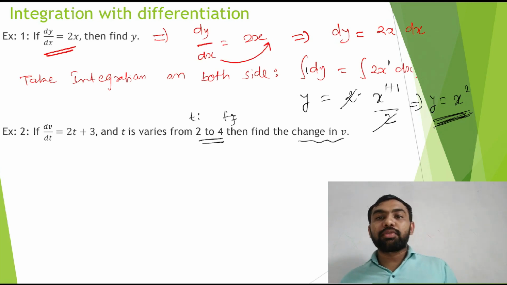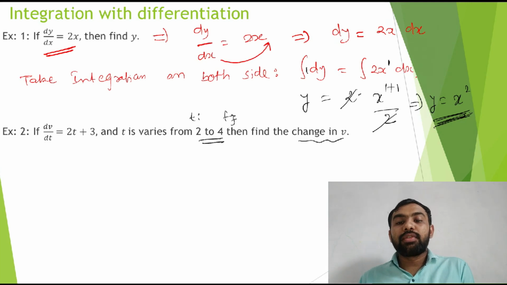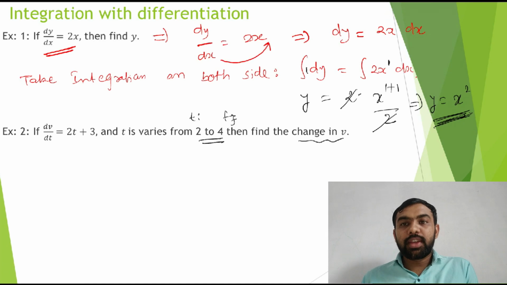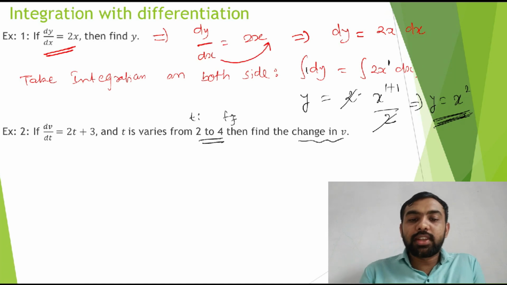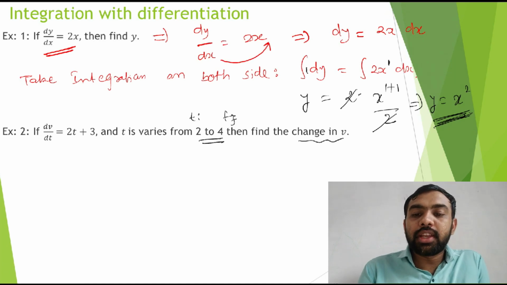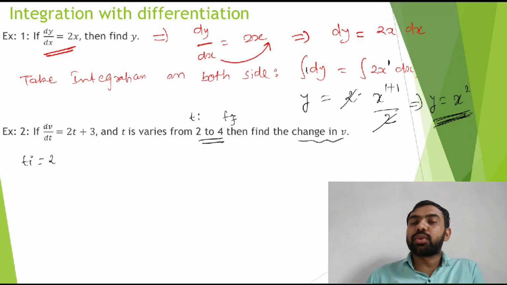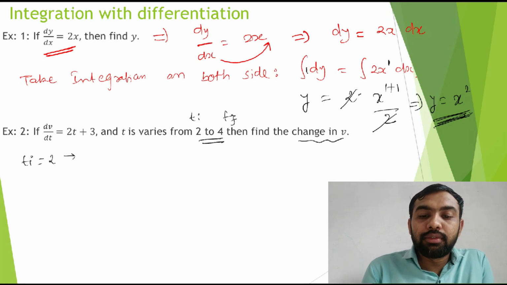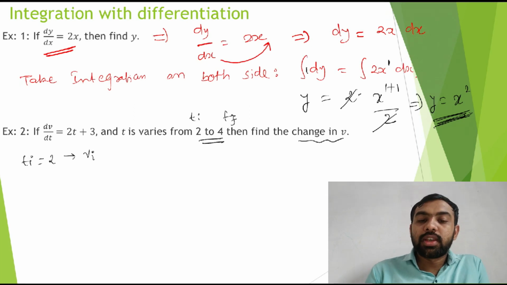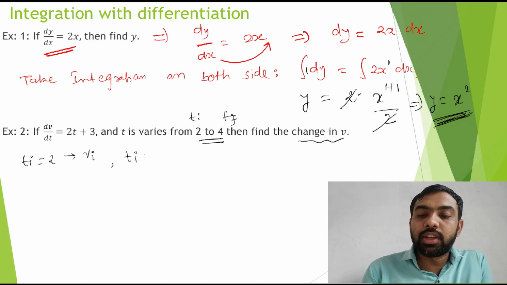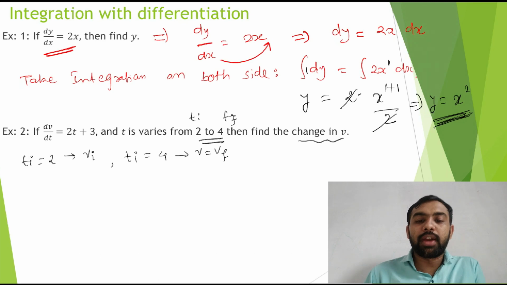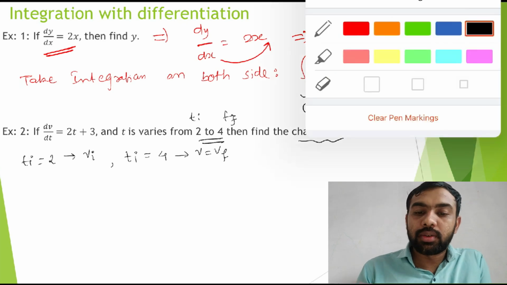So this is the limit actually. In physics, when this type of terms is given to us, we consider it as a limit. So what is the limit of v? When t initial is equal to 2, then v initial is given to us, and when t is equal to 4, then v is equal to v final. Here v is equal to v initial.